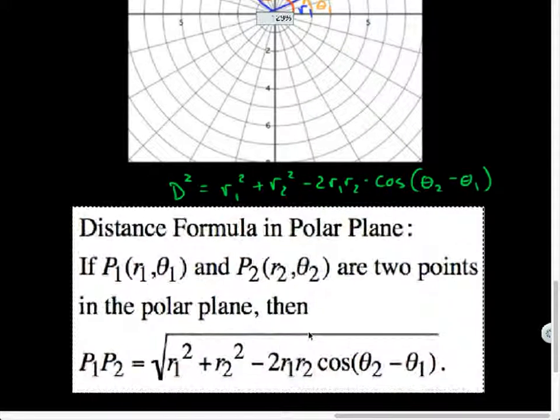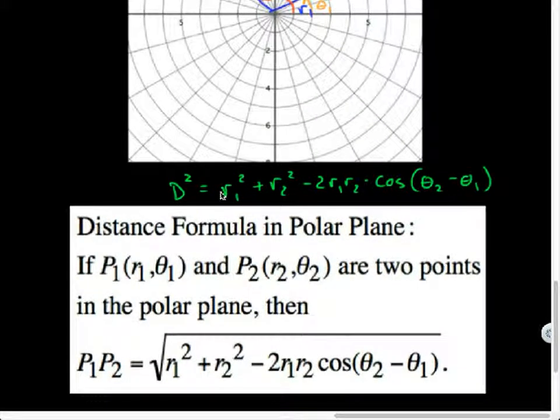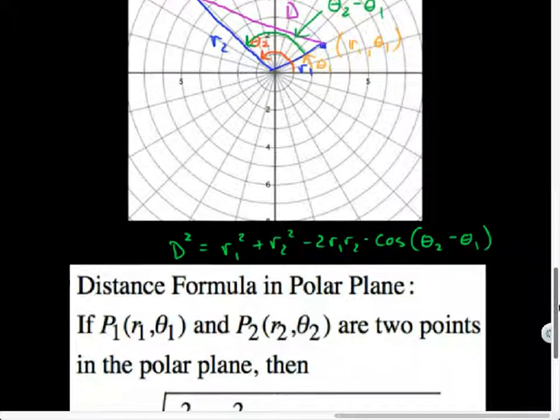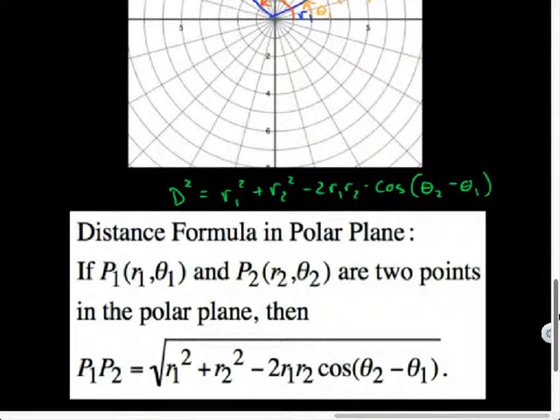So the difference between this and this down here is they just rooted both sides, and they only took the positive square root. So the distance formula in the polar plane, if you have point 1 and point 2, 2 points in the polar plane, then the distance between those two is the square root of, it's just straight up law of cosines there. And the only tricky part was the fact that you had to find this little angle in between. So I'm not going to show an example on how to do that. It's just a matter of plugging in r's and thetas, and you find the distance like so.